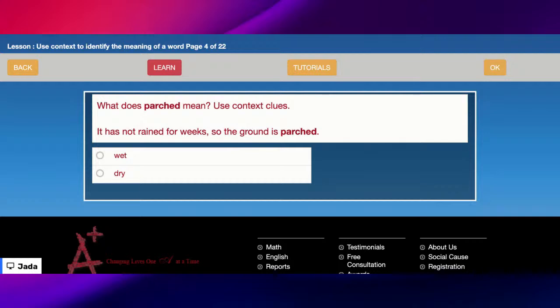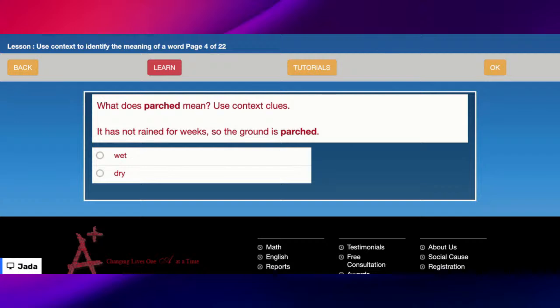Now, what does parched mean? Use context clues. It has not rained for weeks, so the ground is parched. So is it wet or dry? What does it mean? It has not rained, so it's telling us there's no rain for weeks. Okay, so for weeks now we don't have any rain, so the ground is parched.